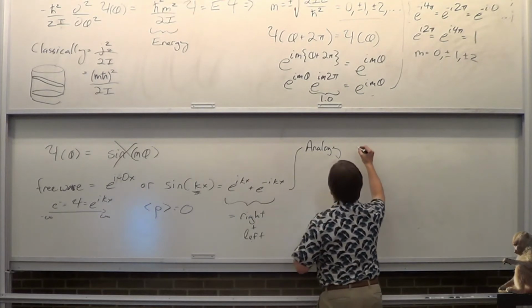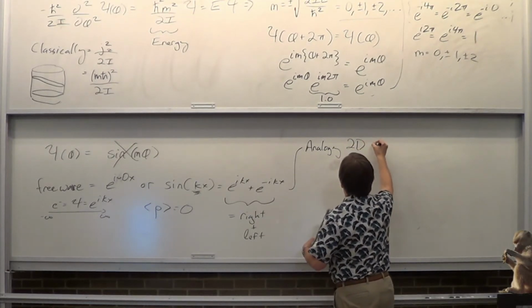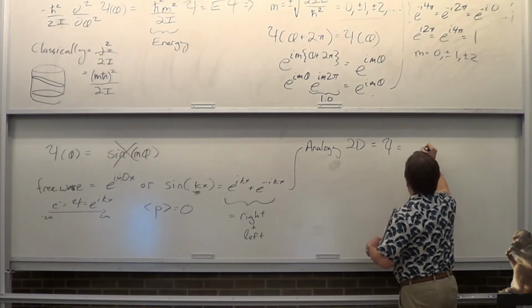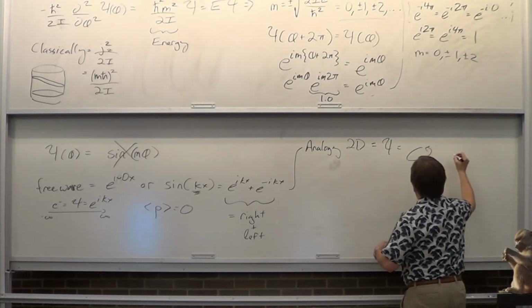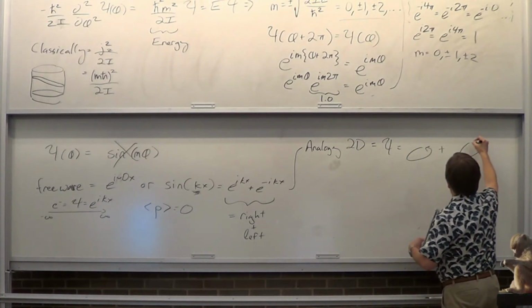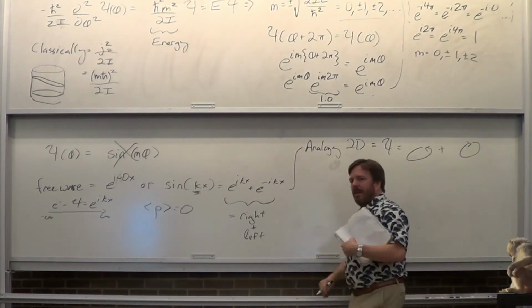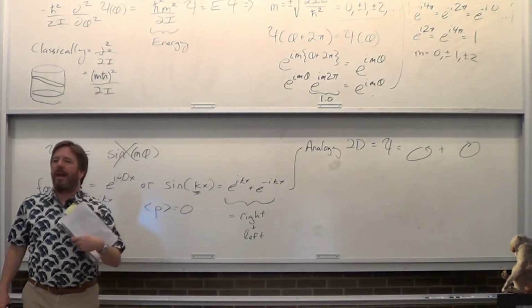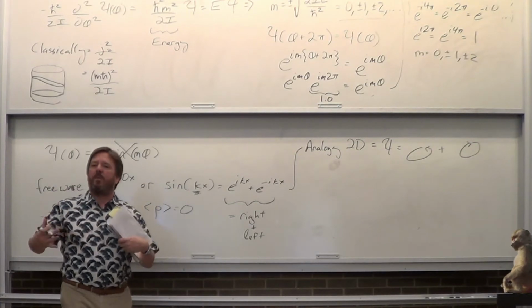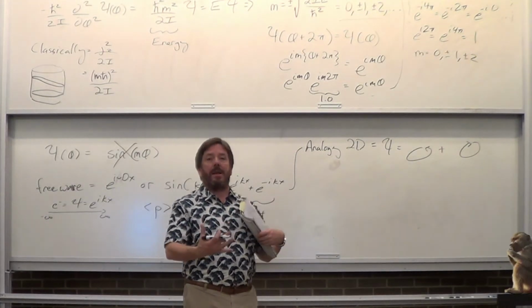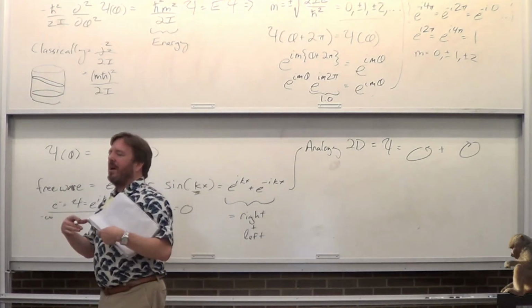Okay, so the analogy for 2D would be that the wave function is an equal part, and I'll draw it so that it's a little easier. This plus that is equally moving left and equally moving right, rotating left-handed and equally moving right-handed. That would be the analogous, that would be a sine or cosine or whatever.